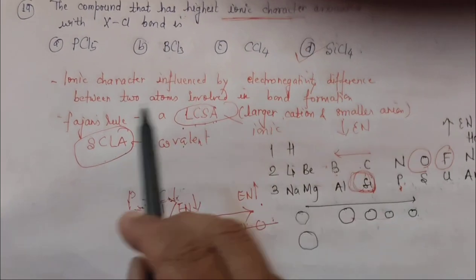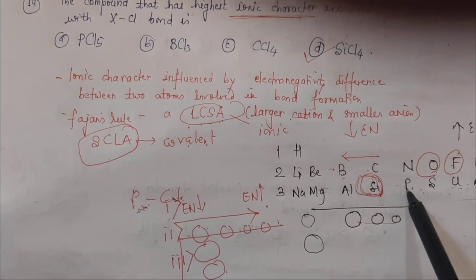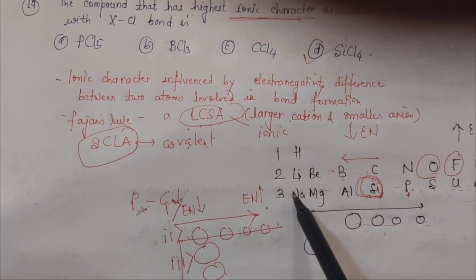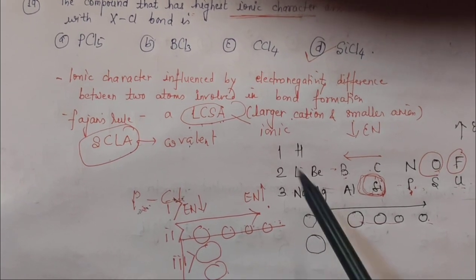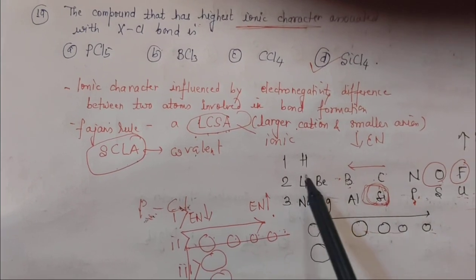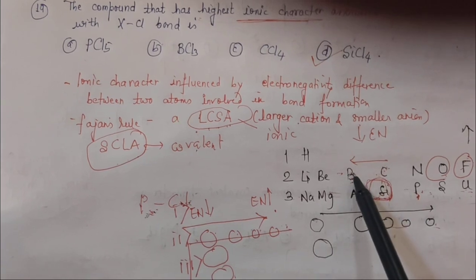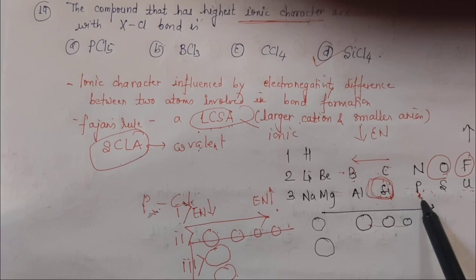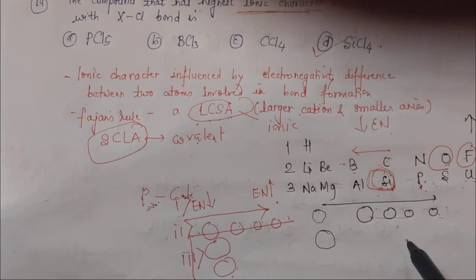So now if you compare these four, PCl5, this is present in the third period, as we can see here. So phosphorus, third period. But boron is present in the second period, carbon is present in the second period. As we go across, the size of carbon will be smaller than boron. The size of silicon will be higher than phosphorus, because as we go across, the size decreases, as we go down, the size increases.